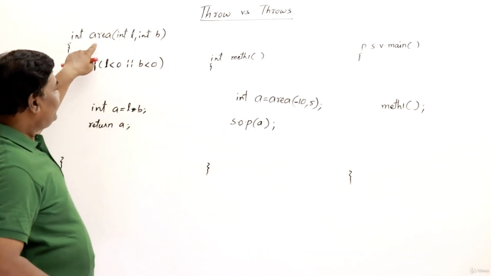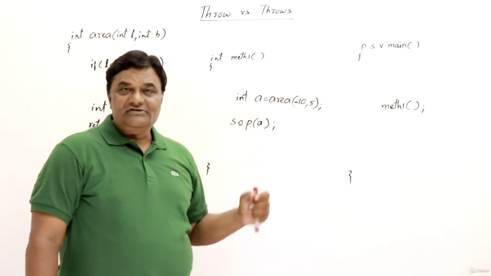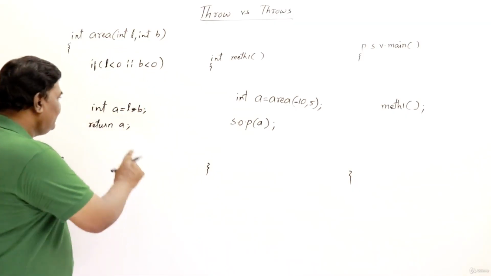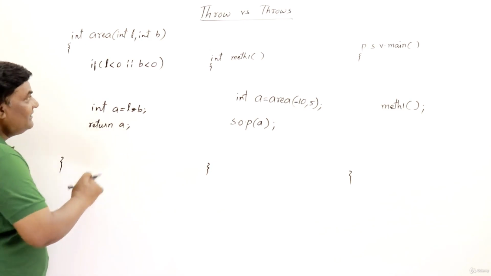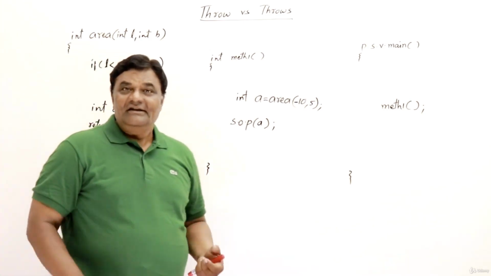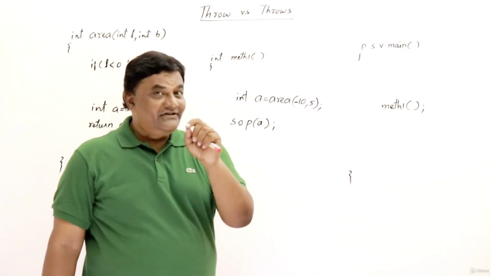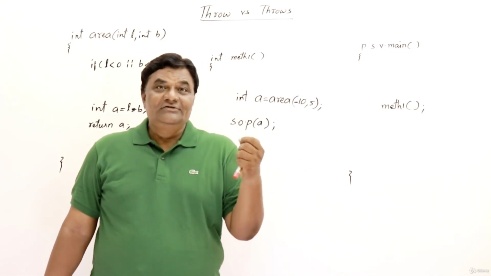So this area method should inform this method 1, the one who has called, that I cannot calculate. If it can calculate, it will calculate and return the area, right? But here it cannot return it because this is not possible. So how to tell the calling method? This is the very important point. Listen, how to tell the calling method that I cannot return you the result?